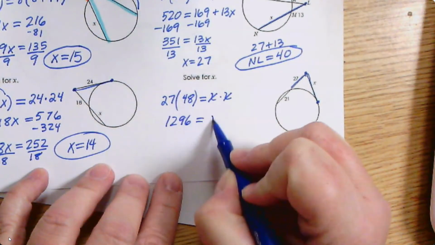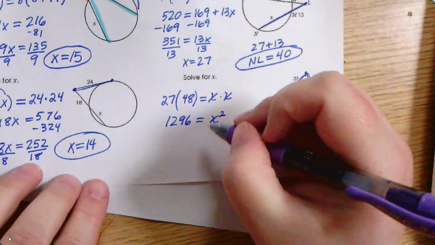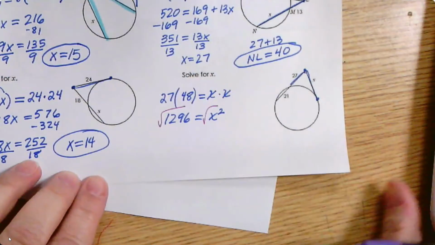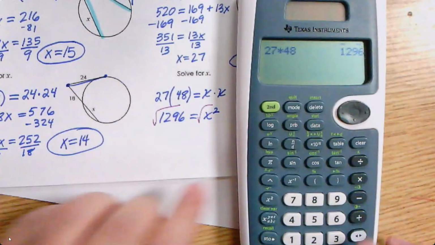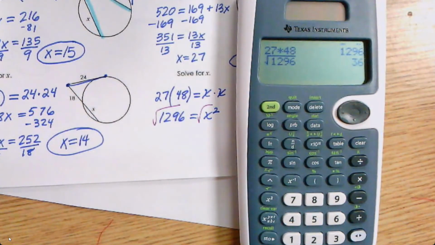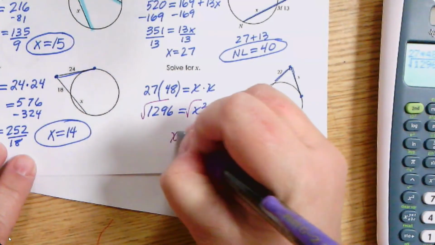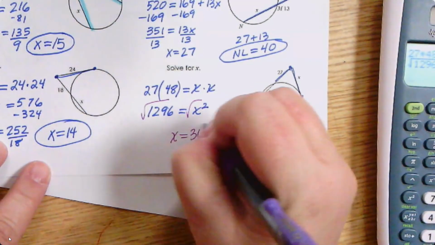equals x squared. If we have something squared and we need it unsquared, we want x, not x squared, we take the root. So I'm going to take the square root of 1296, and see if it's going to be, oh, it is. It's a perfect square. So x is 36. And I am done there.